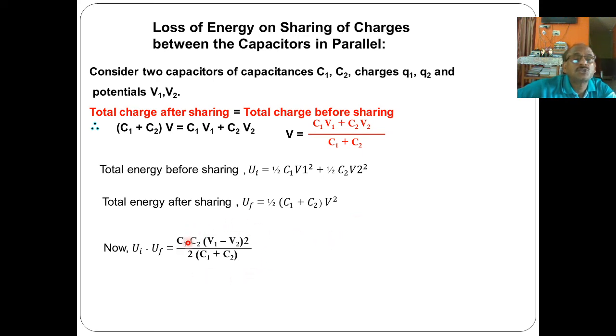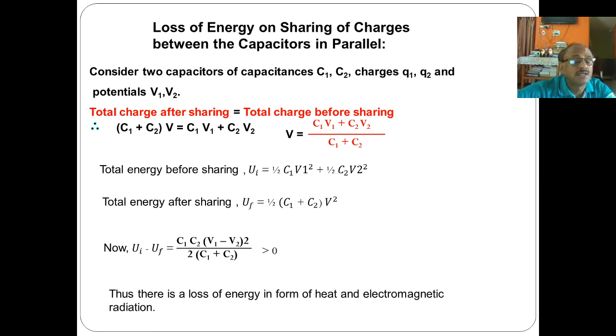We will get this result: C1 C2 within bracket V1 minus V2 square divided by 2 into C1 plus C2. And this quantity, capacitance, is a positive quantity, so the product and summation will be positive, and the square of a difference will always be positive. So we can say U initial minus U final is greater than 0. It means initially the energy is more, and finally, after sharing, the energy is reduced. So there is a loss of energy, and this energy loss takes place in the form of heat and electromagnetic radiation. So this is today's discussion. Thank you.